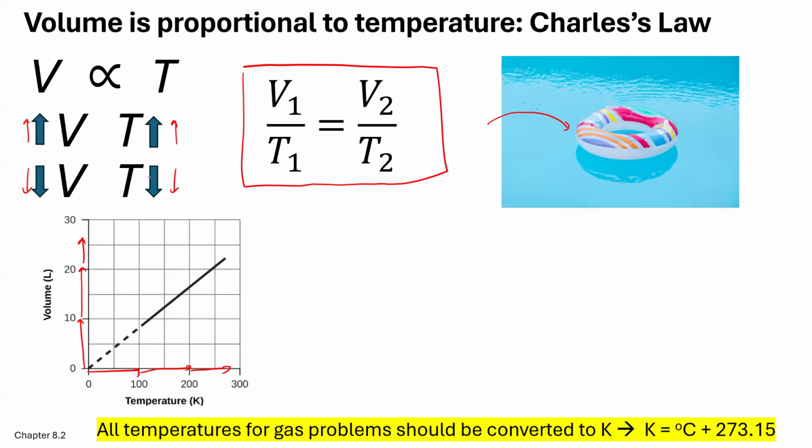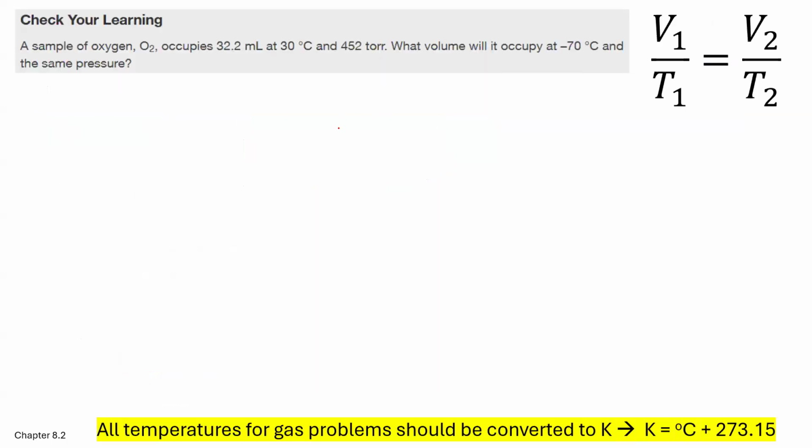So again, all temperatures should be converted to Kelvin. Let's try this. Volume is proportional to temperature. The equation we're going to use is V1 over T1 equals V2 over T2. Let's see what they give us. They're giving us some sort of volume, which I'll call volume 1. They're giving us a temperature and they're giving us a pressure.